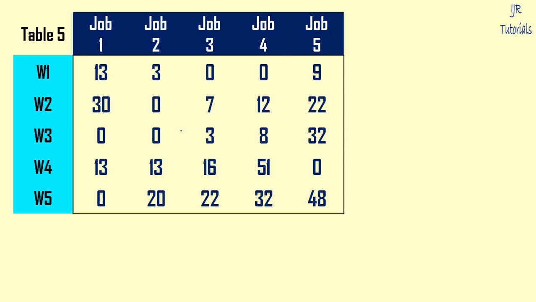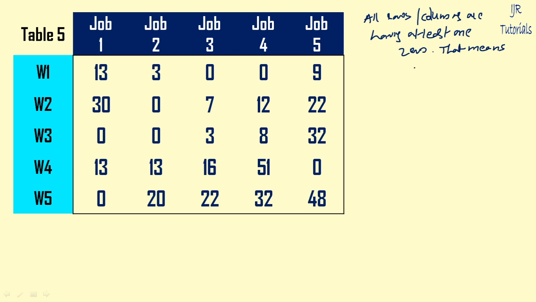So once we get this new table, check whether all rows and columns have zeros or not. See this, do all rows and columns have zeros? Yes. So all rows have zeros and all columns have zeros, or at least one zero. That means we can assign. Now assign.